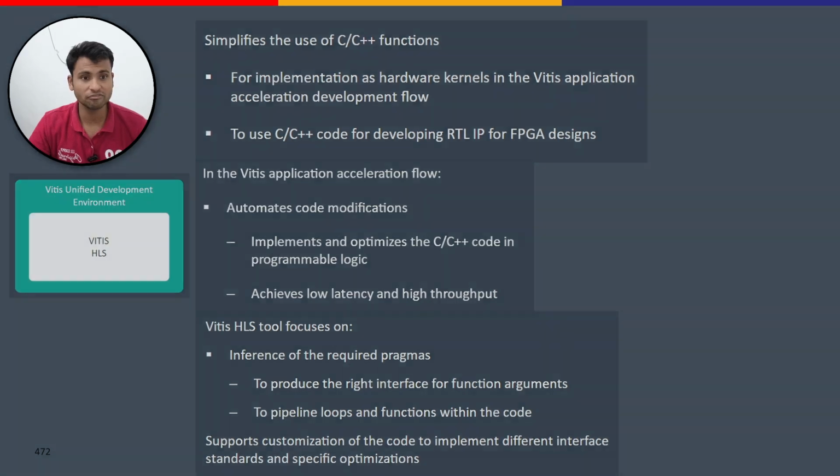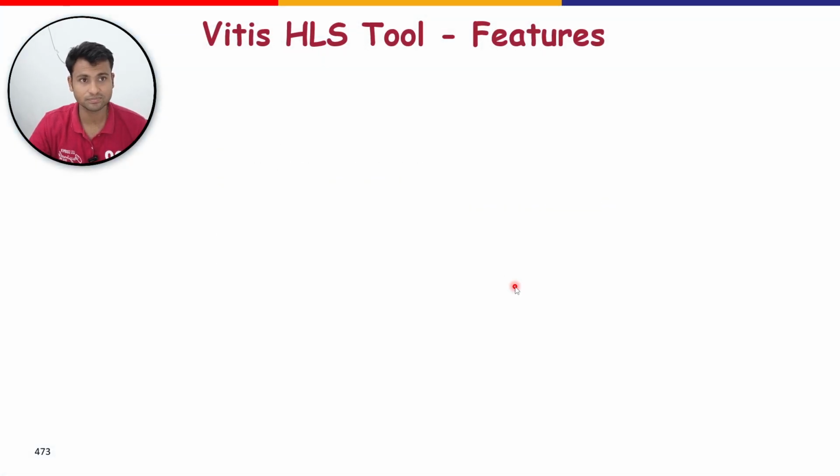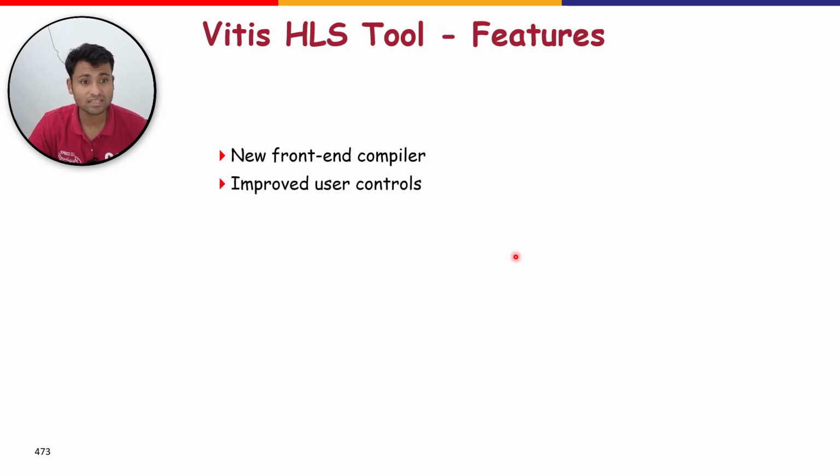Now let's discuss the features of Vitis HLS. The Vitis HLS tool is a part of the Vitis Unified Development Environment. The additional features that the Vitis HLS tool provides include the following. It has a new front-end compiler that enables several improved optimizations to provide better out-of-the-box results. It has new improved user controls that are more intuitive and easier to use.